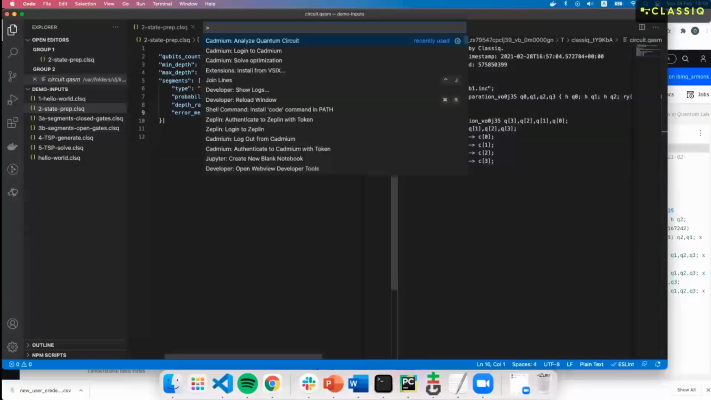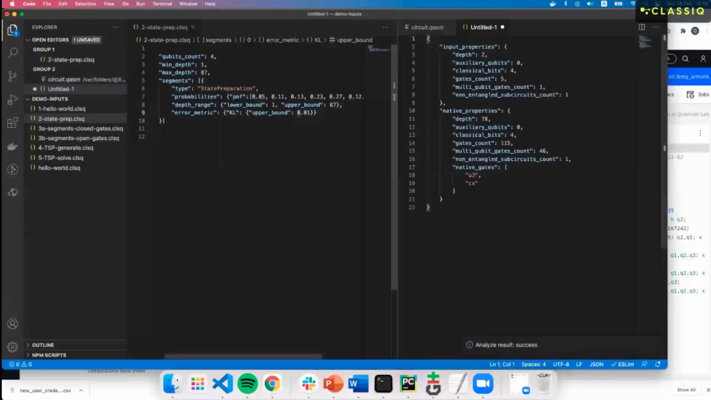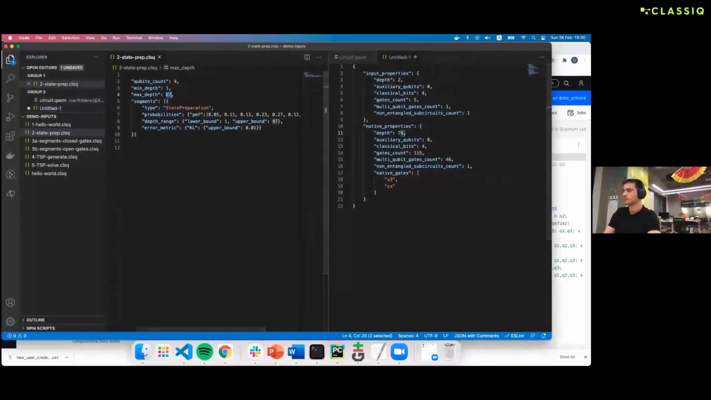Once again, I can show the analyzer of such a file, and what we can see here is that the resulting QASM, if we transpile it to native circuits, has 78 cycles, while I've requested 87. So it's within the bound, with U3 and CX gates considered as native gates.